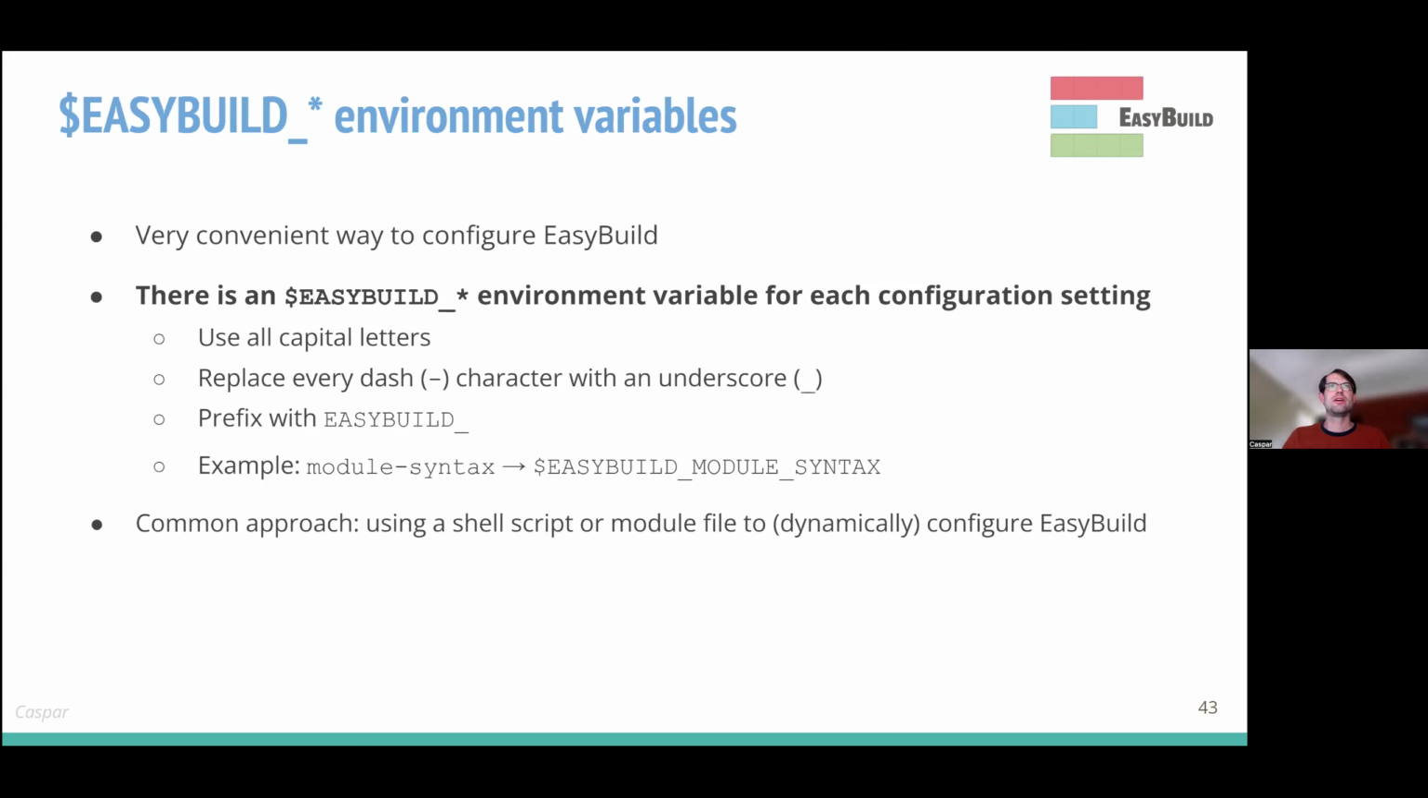So as mentioned, you can also do this with environment variables. Basically, what you do is you prepend EASYBUILD_ to the name of your configuration option, and you replace every dash in that option with an underscore. So for example, for the module-syntax option, you would set the EASYBUILD_MODULE_SYNTAX environment variable. Quite a common approach is just to put this in a shell script or a module file to dynamically configure EasyBuild.